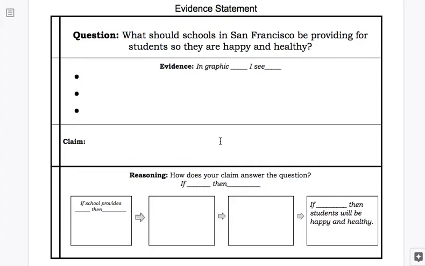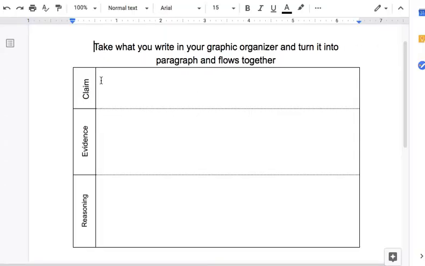Probably the thing you wrote in claim, you could just copy into here. Then you're going to have to write your evidence and your reasoning. But again, it's the same thinking. The thinking hard work is done.